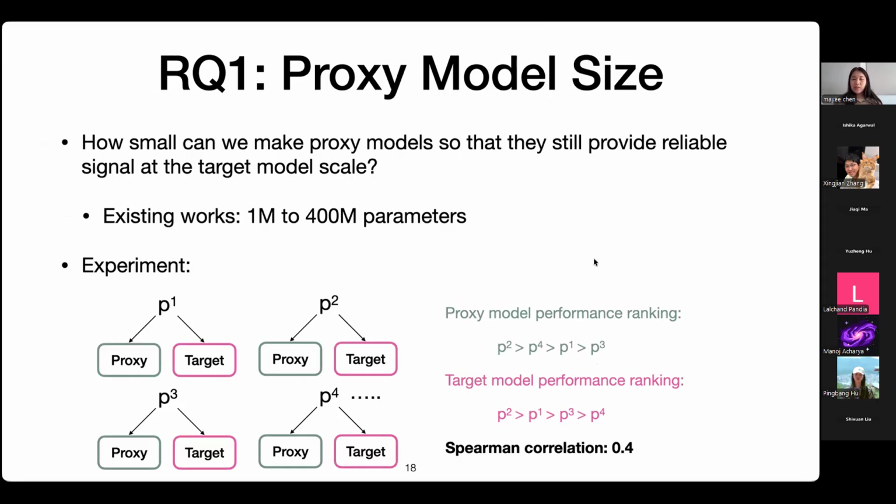So to study this, we took a bunch of data mixing ratios, and for each mixture, we trained both a proxy model and a target model on them. So a small model and a large model. And then we looked at the performance rankings of these mixtures at the proxy scale and at the target scale, and we measured the rank correlation. So we're trying to see that if the data mixtures that did the best on the small models also do the best on the large models. And we repeat this experiment for a bunch of different proxy model sizes.